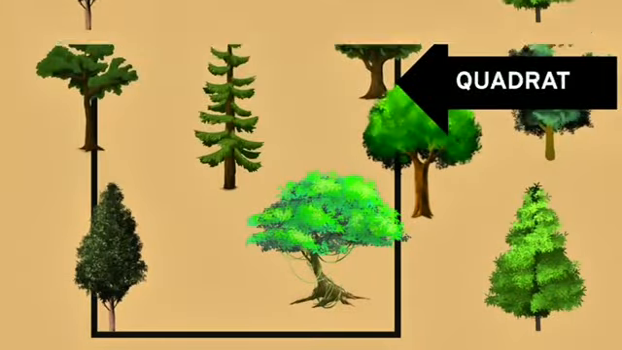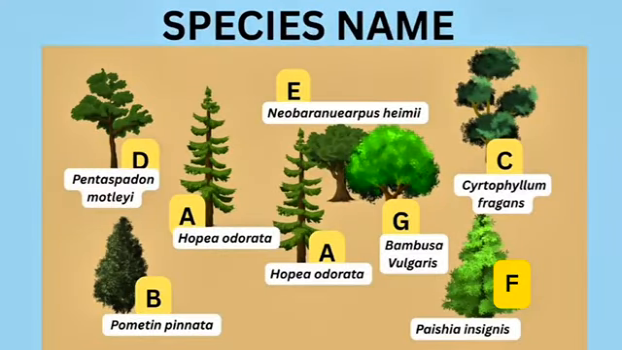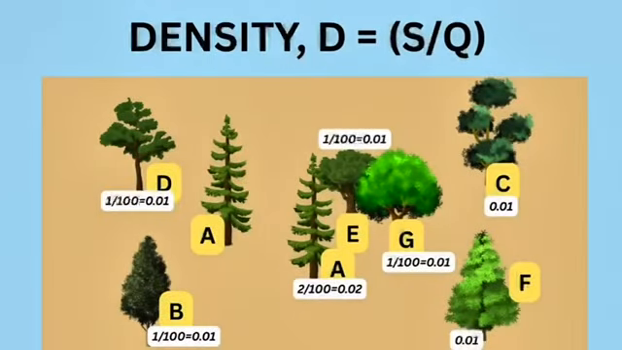This is how a quadrat looks like. Quadrat 1. Here is the placement of the trees from our observation and we use letters to differentiate them. For A, we have Hopea odorata. For B, we have Pongamia pinnata. C, we have Cytophyllum fragrans. For D, we have Pentaspadon motleyi. For E, we have Neobalanocarpus heimii. F, we have Picea insignis. And G, Bambusa vulgaris. Here is the calculated density of each. We use the density formula, which is the number of trees divided by the total area of the quadrat.